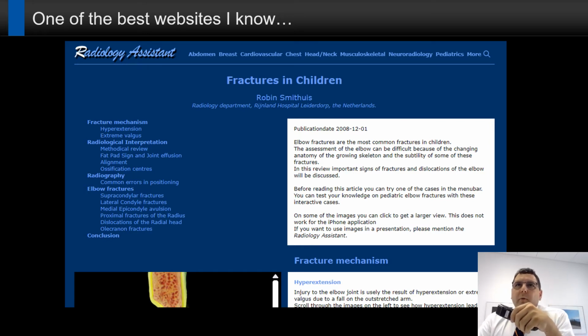One of the best websites I know at the moment is Radiology Assistant, and my staff is using it extensively throughout the day. You can see that there are a lot of fractures in children described, and they are really very helpful for the daily clinical routine. All sorts of elbow fractures can be read here, and there are also good examples for each of them. I really advise you to read about the fractures in children, because they are not so easy to see if you have never seen examples of these different fractures. You really need to know about the mechanism and the location of these fractures, and then you can see them.